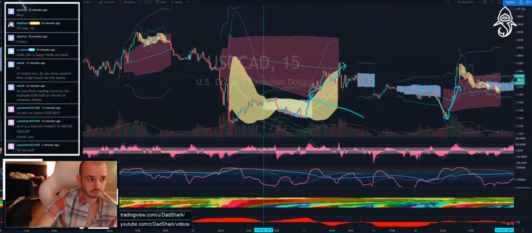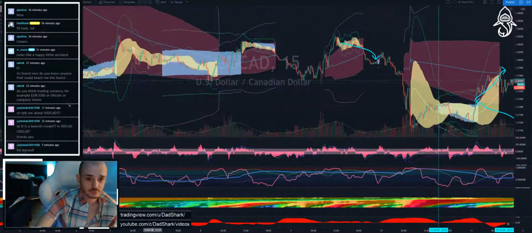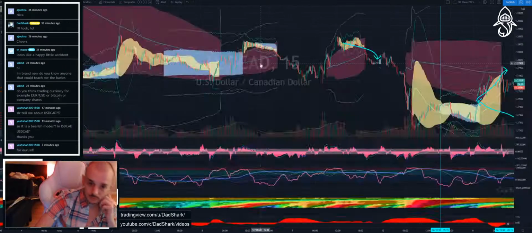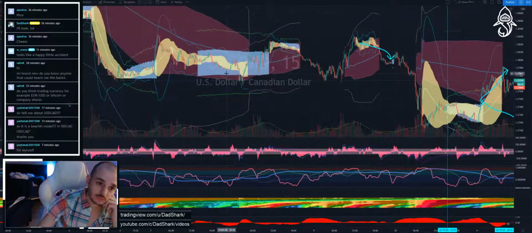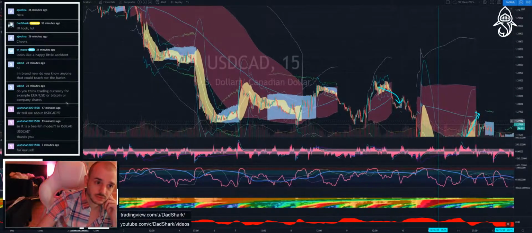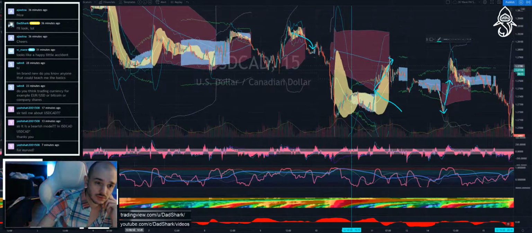18, 19. This here is not a connected bloom, so we skip it. What do we have here? 20? Goodness.